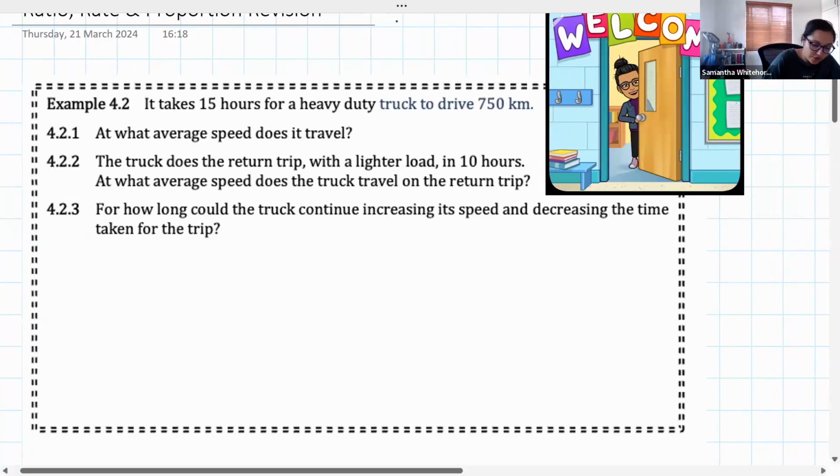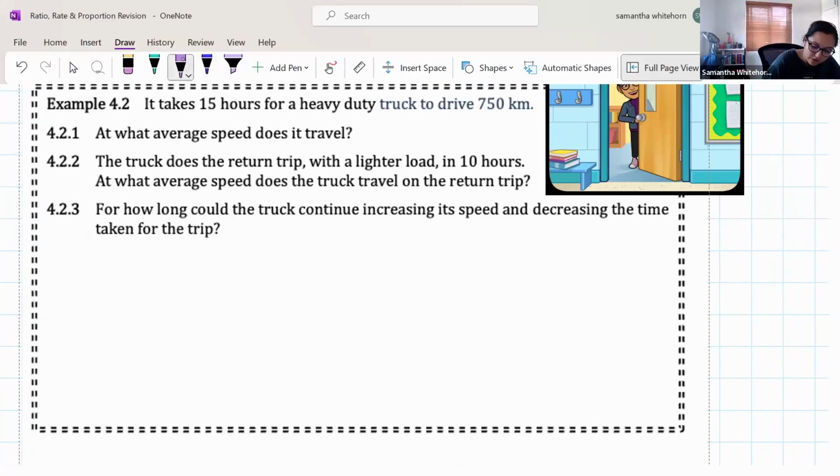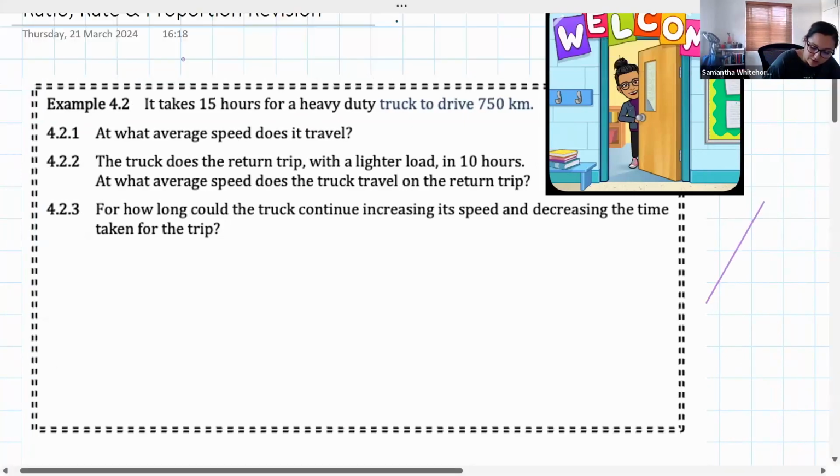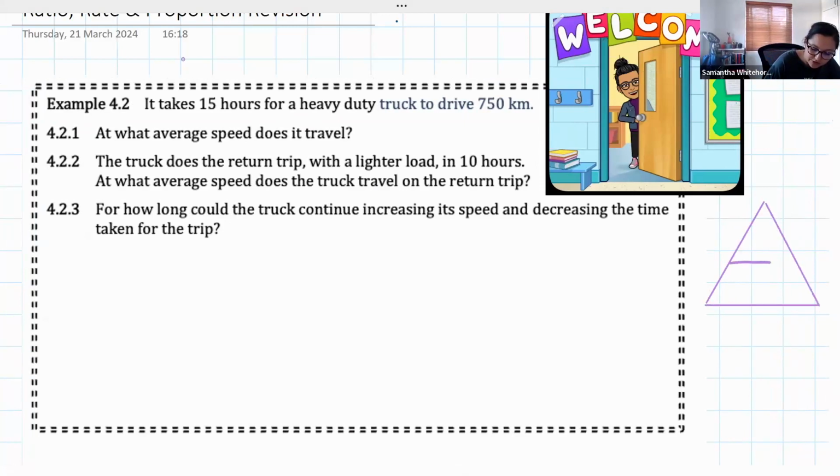Right, now whenever you do speed, distance, time questions, I have a little triangle that I use that I find very helpful for these types of questions. I don't know if you've seen this triangle before. Like I said, I find it very, very useful. I still use this with my grade 12s because I think it's so useful.